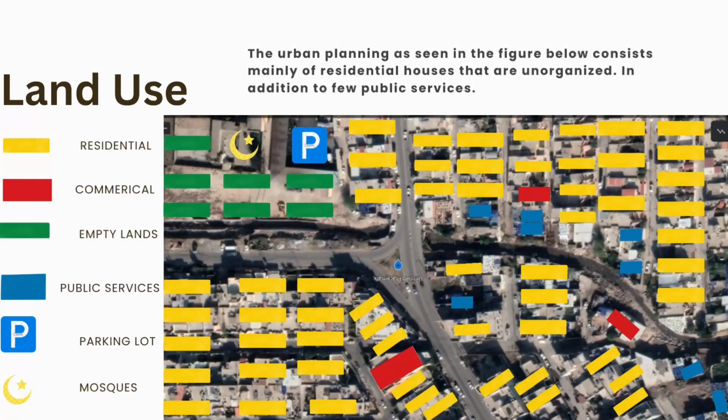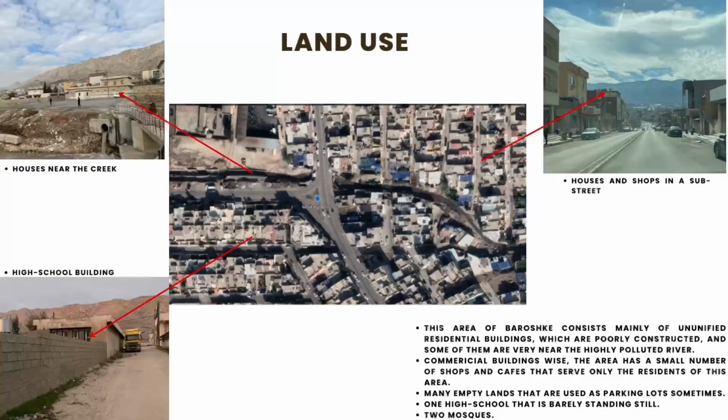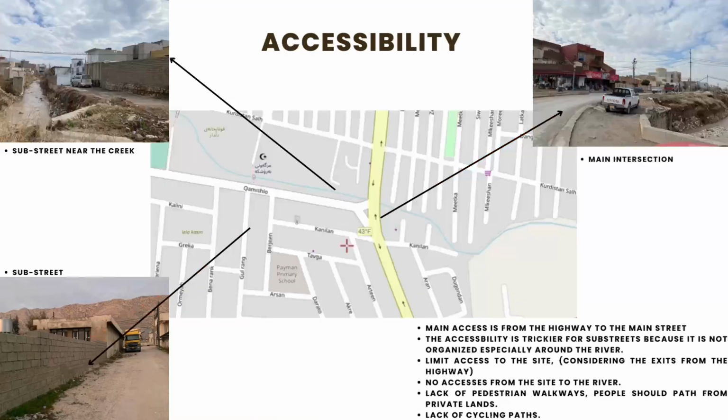Now for the land use, 80% of the land use is residential as seen in the yellow highlighted areas. Then comes commercial, empty lands, and public services. We have only one parking lot, one mosque, and one high school. Land use through real-life images is presented as shown. Only one main road leads to Baroshke, which is the Barzan Motorway Highway. Other than that, one can only access Baroshke through the sub-streets that are very narrow.